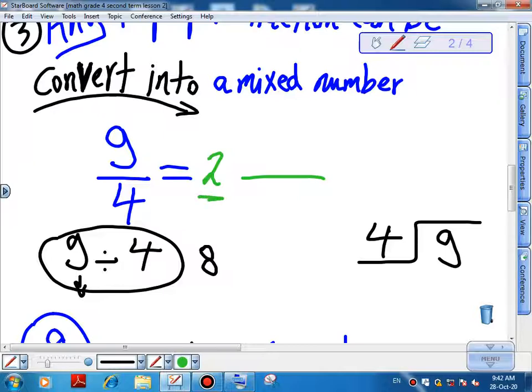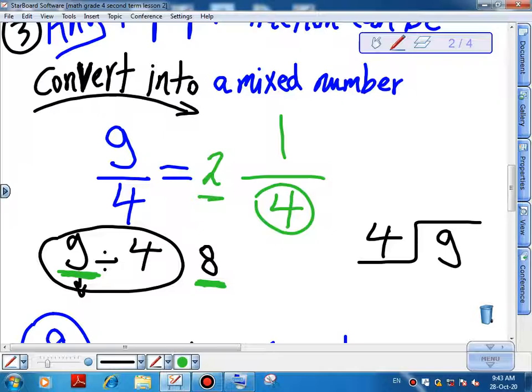And the next step, we must subtract 9 minus 8, the main dividend and the number that we searched for. 9 minus 8 equals 1. We put 1 in the numerator. And for the denominator, we put the same divisor, 4. It will be 2 and 1 over 4.